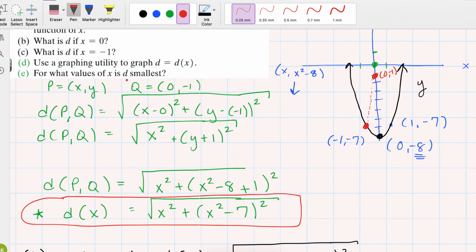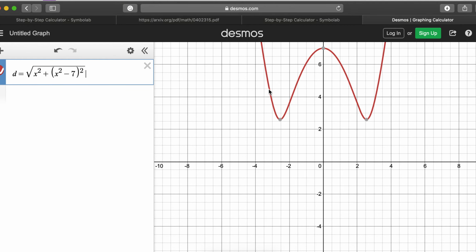For what values of x is D the smallest? So looking at this function, this function gives me the values of D. So what I'm looking for is the range of this function D. And I want the smallest number in the range. So the range is the y values, and the lowest y value we have occurs here and here. So you can see if I click on this point at the minimum, I get that when x is negative 2.55, because that's what we're plugging in for x, D is going to be 2.598. And also when x is 2.55, we get 2.598.